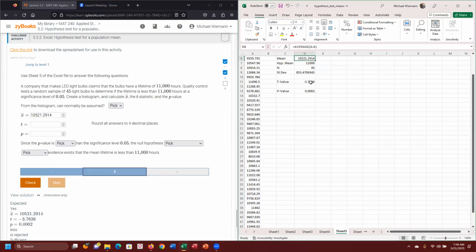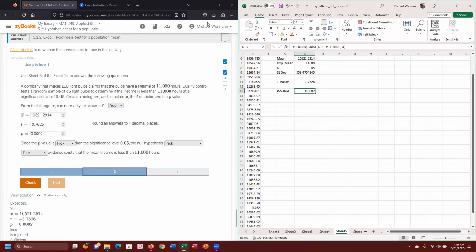The average is 10,521.2914. T value there is negative 3.7626. P value was calculated as 0.0002, and it is a random sample with sample size greater than 30, so we can select yes on that one.